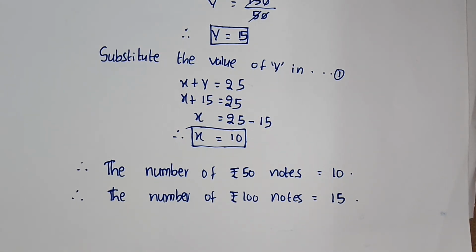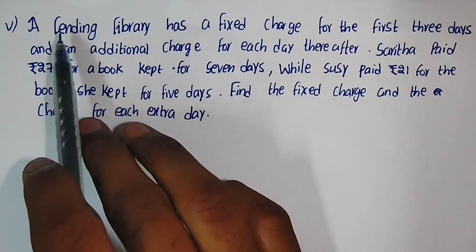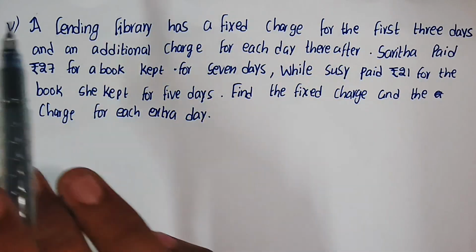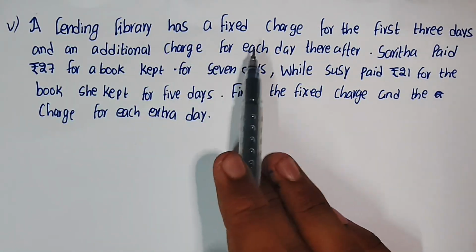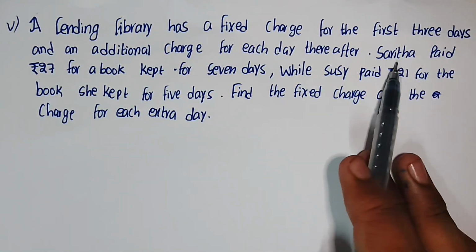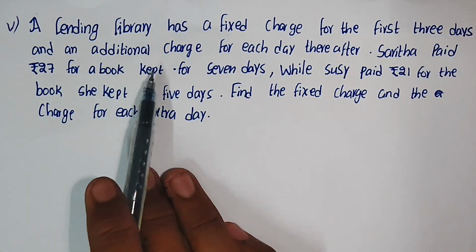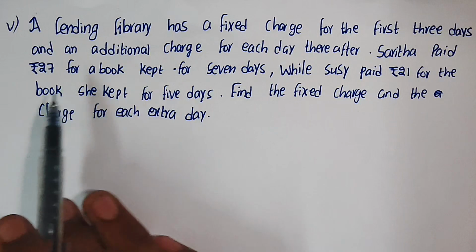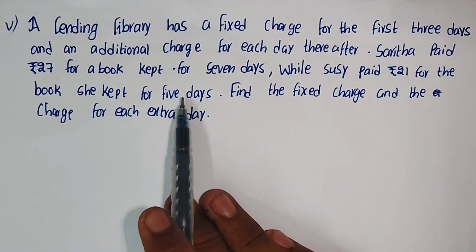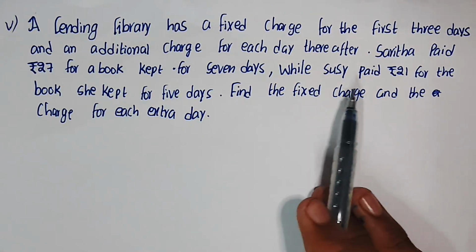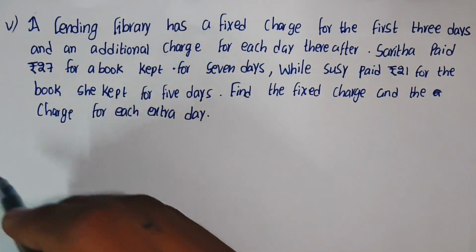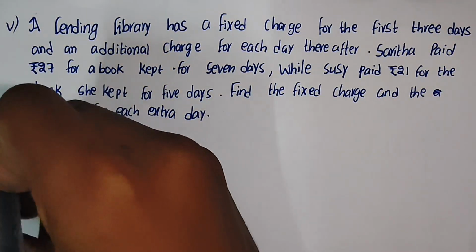Now let us go to the fifth question. The fifth question is, a learning library has a fixed charge for the first 3 days and an additional charge for each day thereafter. Sarita paid ₹27 for a book kept for 7 days, while Susie paid ₹21 for the book she kept for 5 days. Find the fixed charge and the charge for each extra day. Let us solve it.